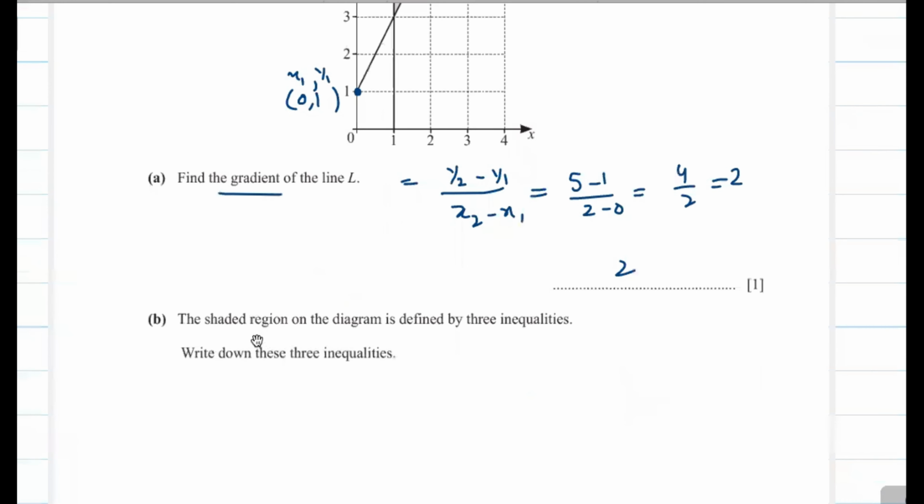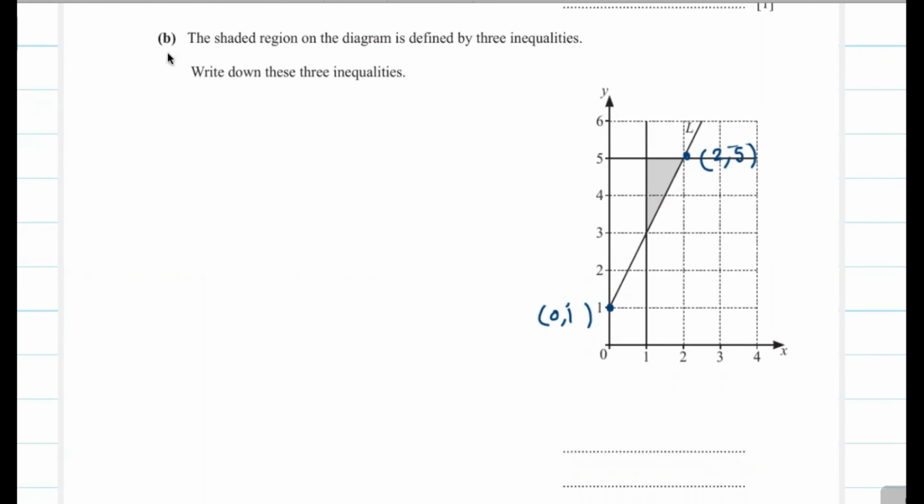Next, the shaded region on the diagram is defined by 3 inequalities. Write down these 3 inequalities. Now in part B, we have to find the 3 inequalities. Firstly, we see that this line is the equation of the line y equal to 5. Now, the shaded region is in the downward direction. Therefore, the inequality will be y is less than or equal to 5.